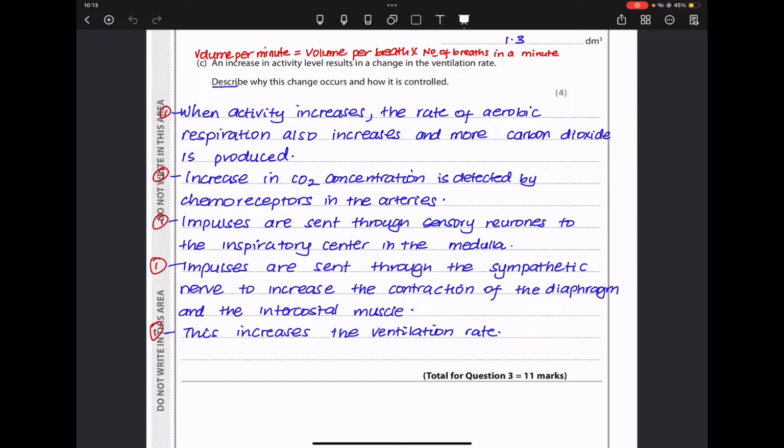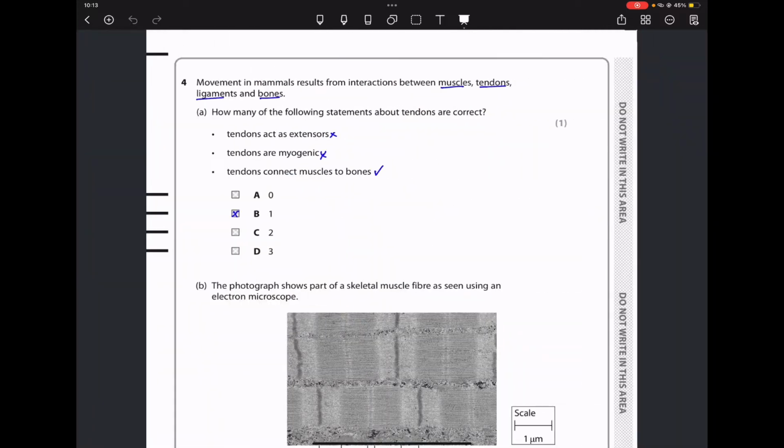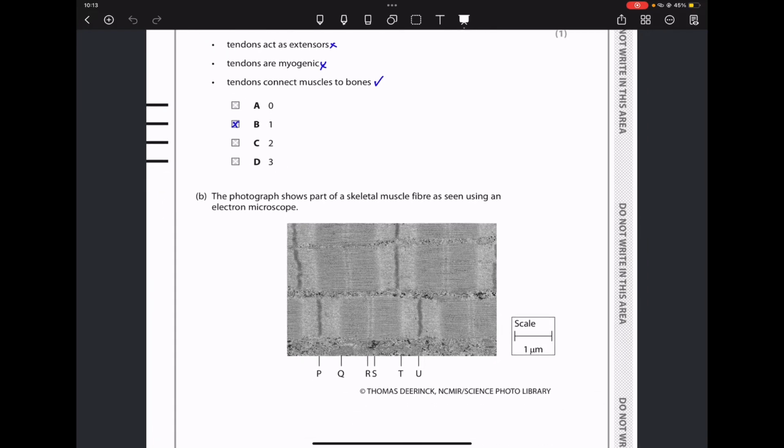So this brings us to the end of question 3. Let's continue to question 4. In question 4, movement in mammals results from interactions between muscles, tendons, ligaments, and bones. How many of the following statements about tendons are correct? Tendons act as extensors, that is wrong. Tendons are myogenic, that is wrong. Tendons connect muscles to bones, that is correct, so it's going to be one statement.